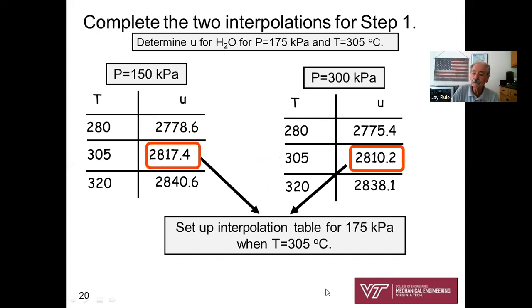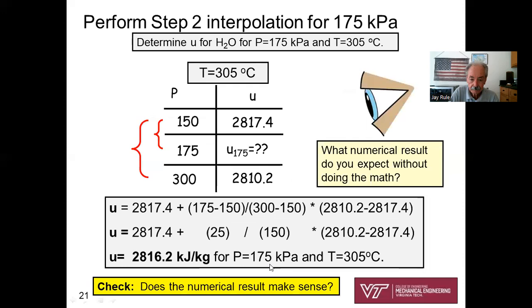Okay. Well, so I do the math, okay? And I find these two numbers, okay? So I've done 2 interpolations, haven't I? I'm starting to fill in my work that I've written on my sheet. Great. Well, now I have some values, and both of them are at 305 degrees C. Check. But I still need to figure out the U at my pressure of 175. So I'm going to drop down on my paper and set up another little table.